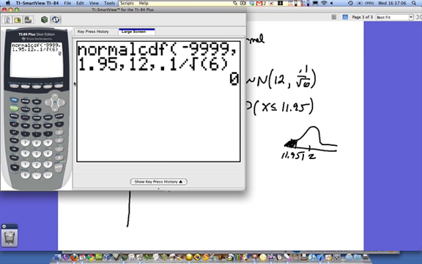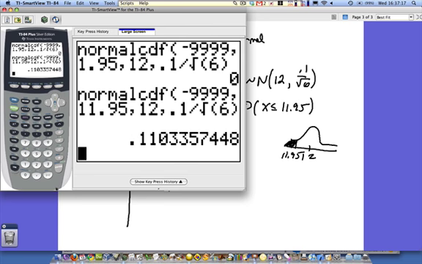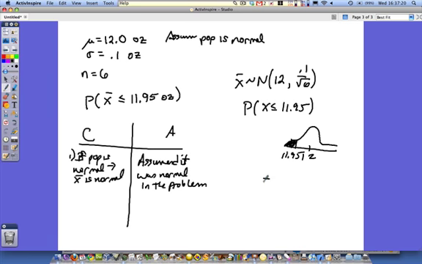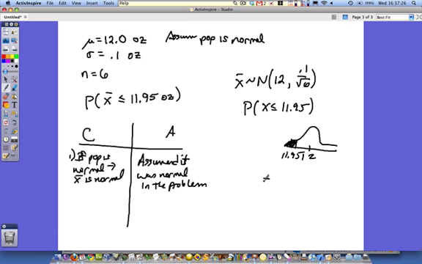Oh, I see a mistake. That should be 11.95. Let me redo that. Let's add an 11 in there. There we go, 11.95. That's better. So that probability is going to equal 0.1103, or 11.03%. So the chance of us getting a sample mean out of a 6-pack of 11.95 or less is almost 1 in 10, or a little more than 1 in 10, 11%. That's how you answer a question like that.